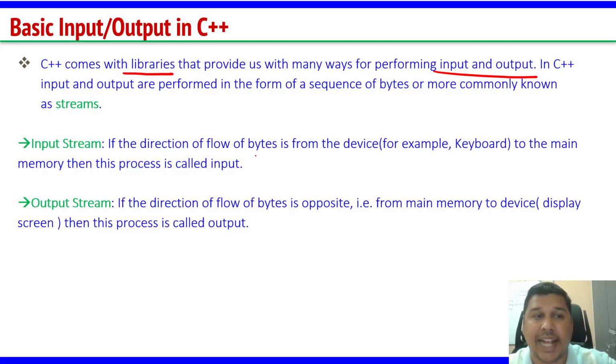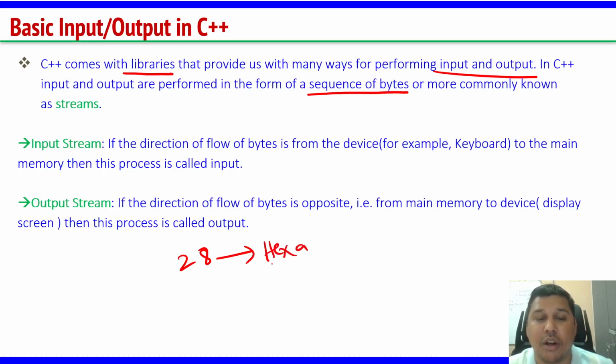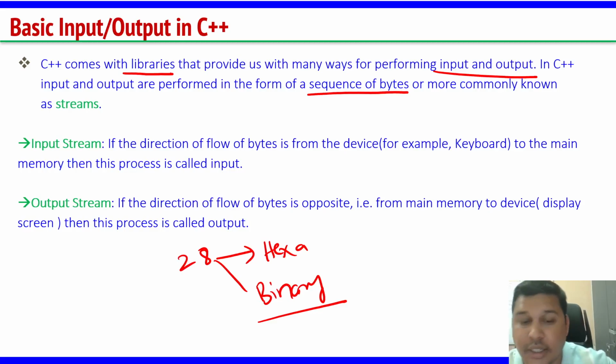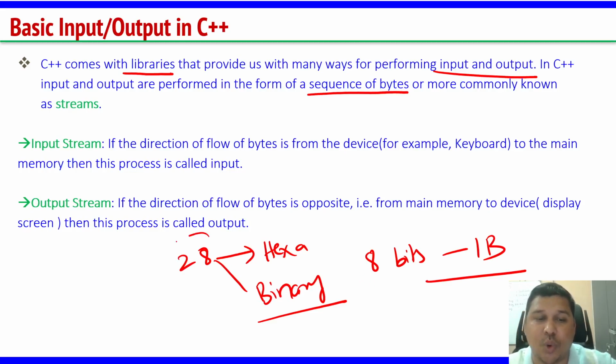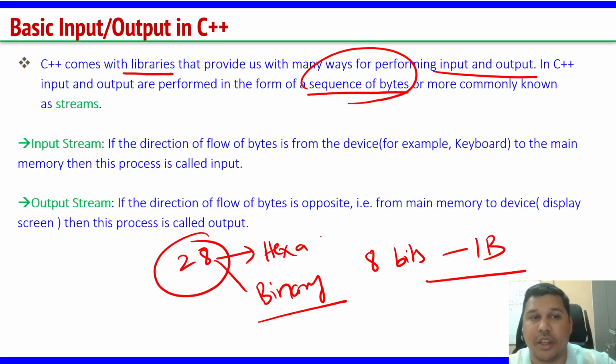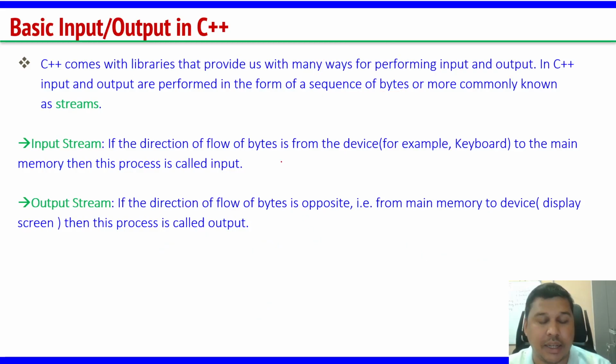Here in C++, the input and output is nothing but a sequence of bytes. If you understand logically, if I am entering the age of a student, 28, what is this? This 28 is an integer number. It is converted into hexadecimal form and binary form, and it is stored in binary form. In binary, we know 8 bits is equal to 1 byte. So indirectly, the input 28 is nothing but a sequence of bytes, or even the plain text.